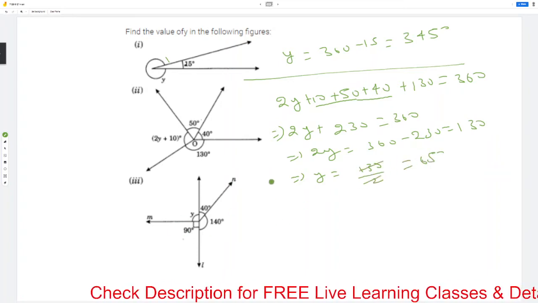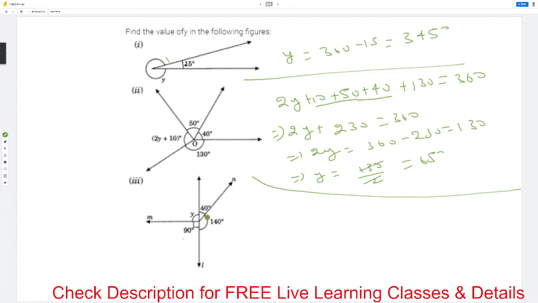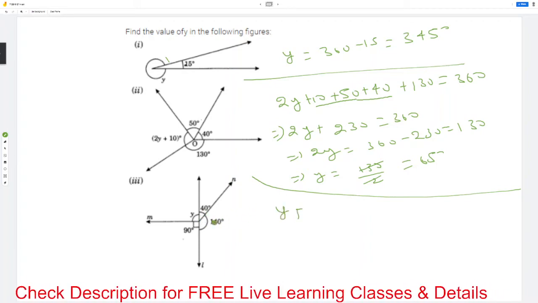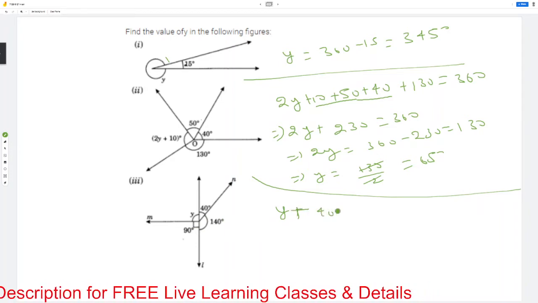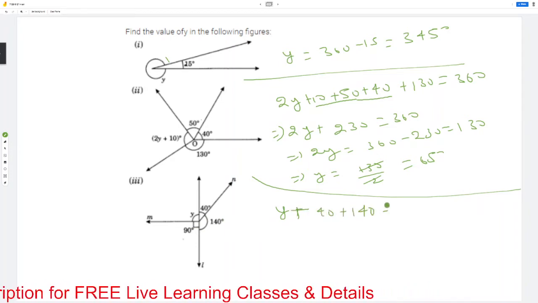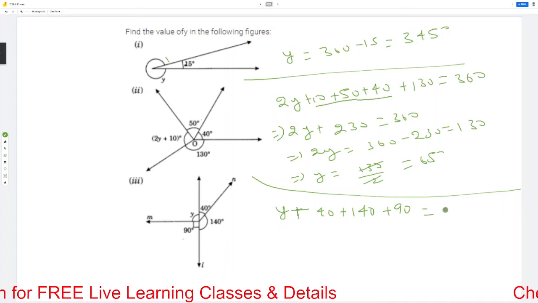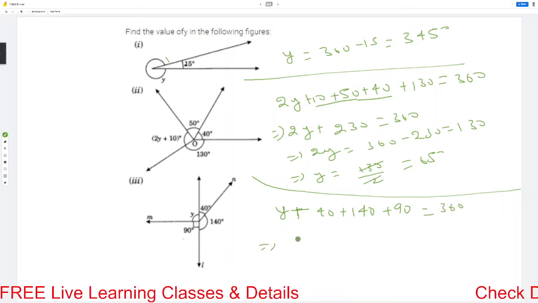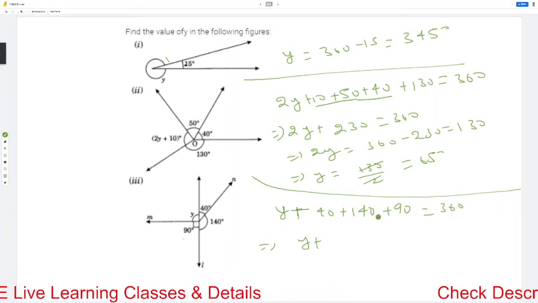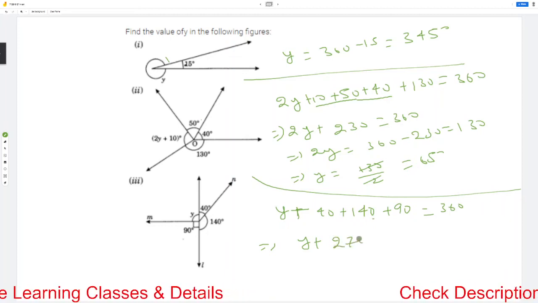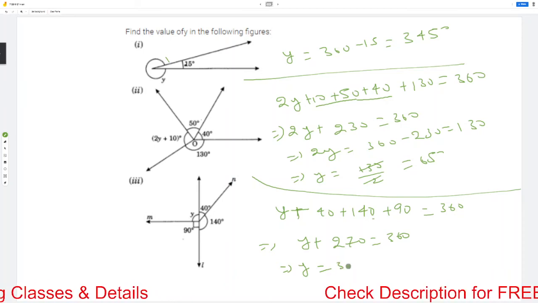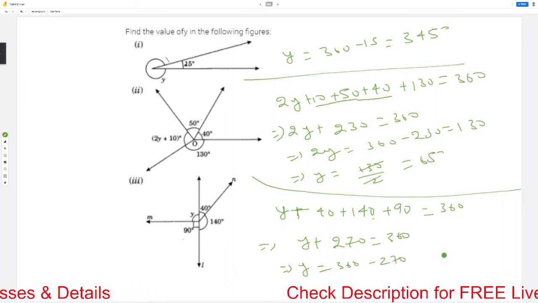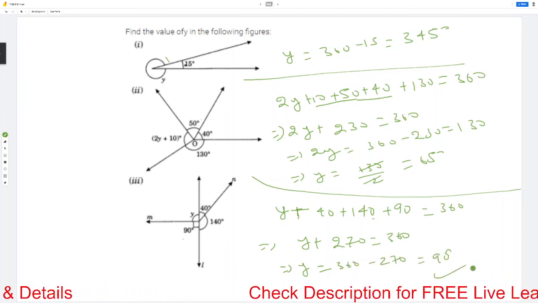Correct. Now for question number 3, we can see again it is forming 360 degrees. So y plus 40 plus 140 plus 90 equals 360, or y plus 180 plus 90, which is 270, equals 360. So y equals 360 minus 270, which equals 90 degrees. Correct.